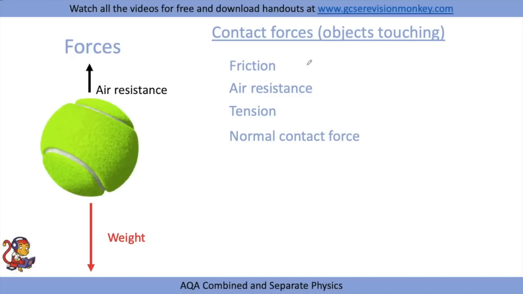So friction is when 2 objects are rubbed together. Air resistance, you've got the air particles colliding into an object. Tension, you'll experience that when you pull 2 different ends of material like a rope. And a normal contact force is a contact which is acting at the normal, which is at 90 degrees to the object, which is touching another object. So for example, a book on a table would experience a normal contact force at 90 degrees from the table.